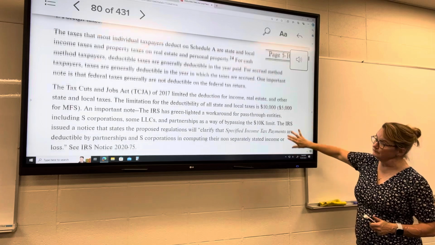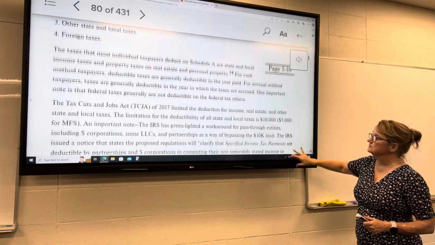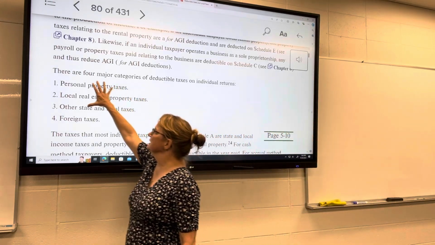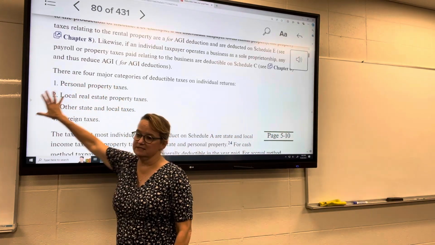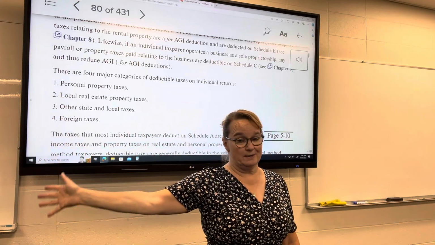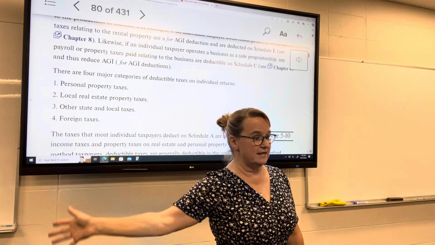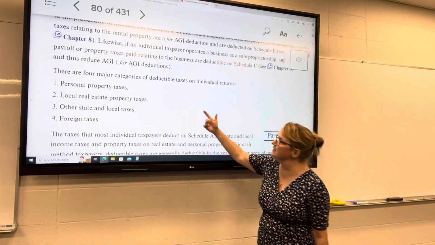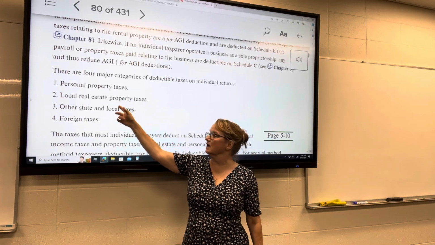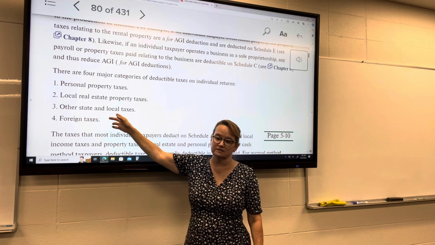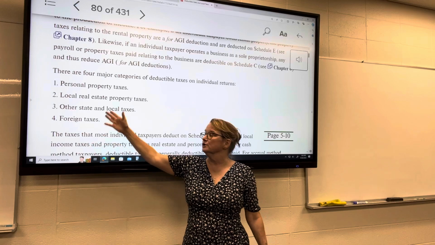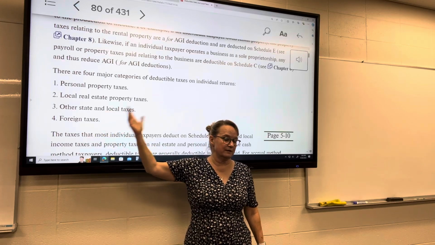So there is a limit to all of these taxes, though. All of the taxes included in this category cannot exceed $10,000 per return. Doesn't matter if you're single or married, it's a $10,000 limit. So if you paid property taxes on your home and it was $5,000, and then you paid $7,000 in state income taxes, total of $12,000, sorry, you only get to deduct $10,000. That other $2,000 is gone.